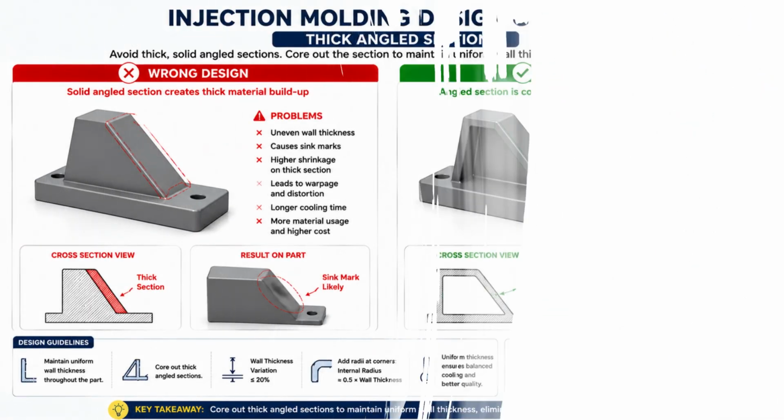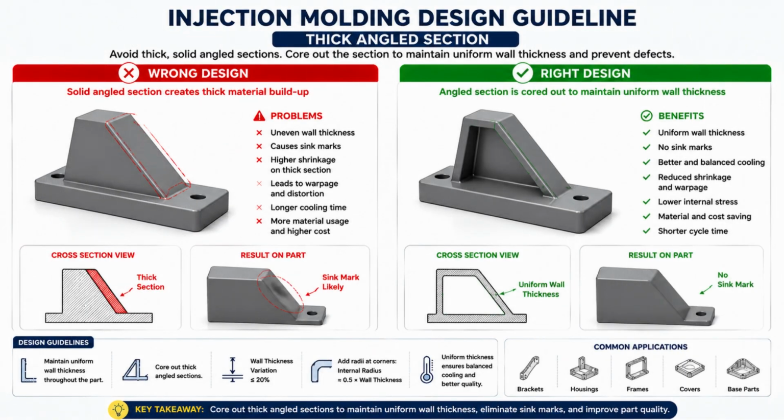Fourth, thick angled section. Never leave thick angled walls like this. A solid angled section traps heat, causing shrinkage and warpage. Core out the inside while maintaining uniform wall thickness for balanced cooling. So, core the part, not your profits.